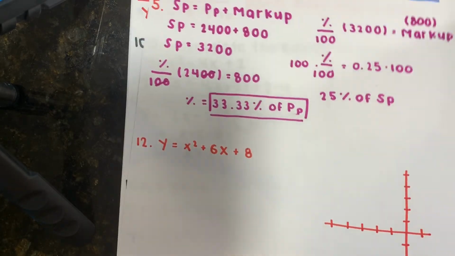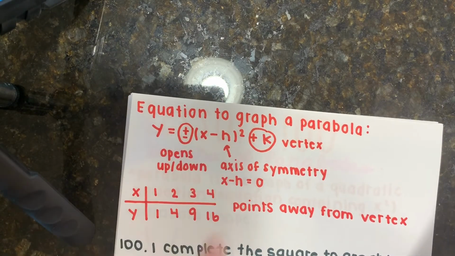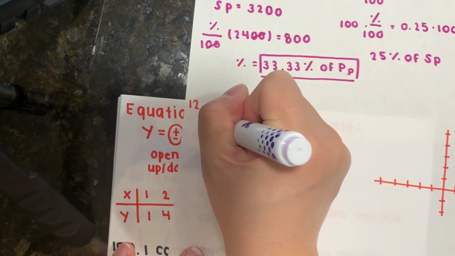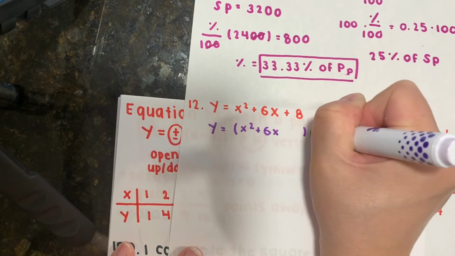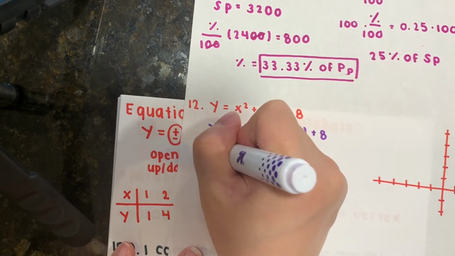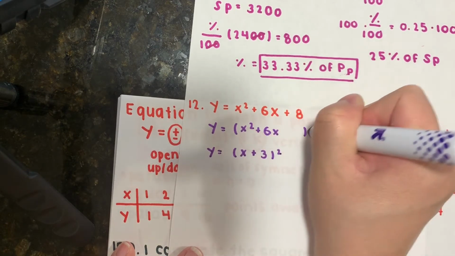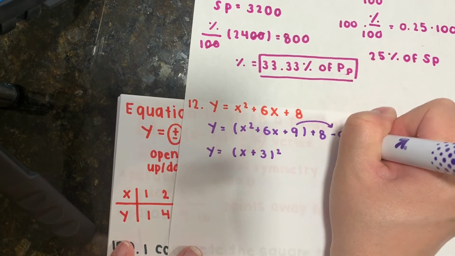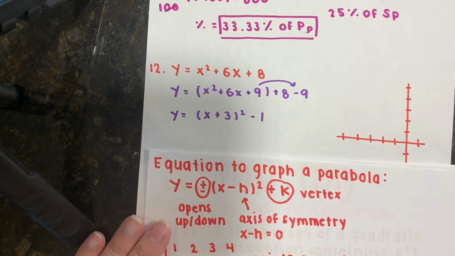Okay, and now looking at number 12. So for number 12, we're going to be looking at this equation right here. I'm going to start with trying to get my equation in the format that looks like this by completing the square. So I'm going to start by putting all my x's in parentheses. Now I'm going to take half the term that's attached to x. So that would be x plus 3 squared. Square that is 9. Remember, you have to do the opposite to the outside. So that would be minus 9, and that would be minus 1. So now we're in the correct format right here.